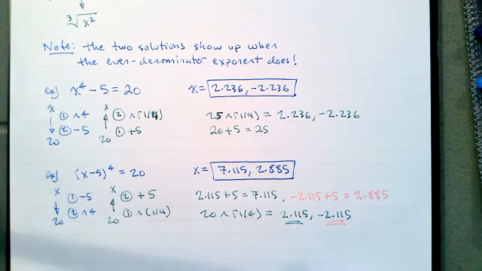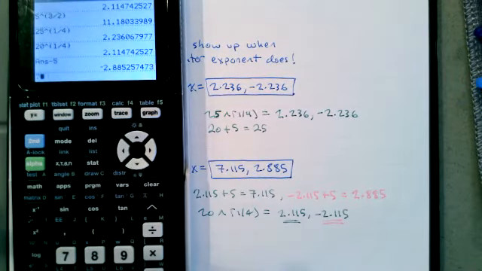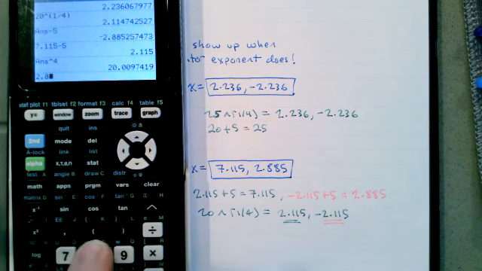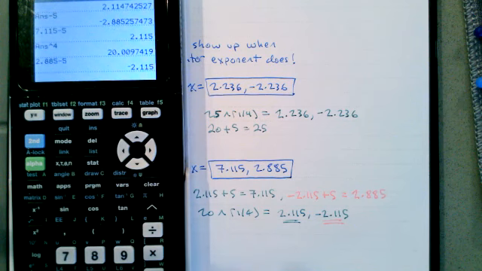A lot of times we'll mark this with a plus or minus, but that doesn't mean that one's always going to be positive and one's always going to be negative. Here we ended up with two solutions, but both the solutions were positive because the first thing that happens is that we subtract 5. If we check both of these answers, we take 7.115 and then subtract 5 and then raise to the 4th power, we get 20. And then 2.885 if we subtract 5 and then raise that to the 4th power, we get the 20.